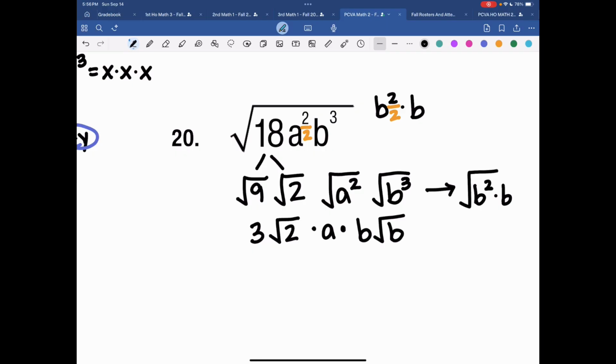So if I put this all back together, this is technically a times a, and this is b times b times b. So I have a group of a's, which is why I only had 1 a left over. And then I had a group of b's, and there technically was one left inside the radical. So I'm going to multiply the 3, the a, and the b back together in front. That's going to be 3ab. And then on the inside, we're going to multiply the 2 and the b back together. So that's going to be the square root of 2b.